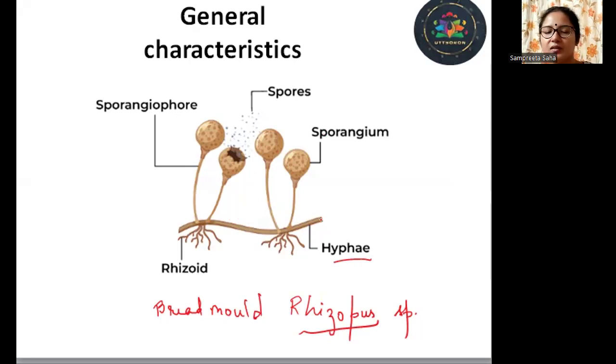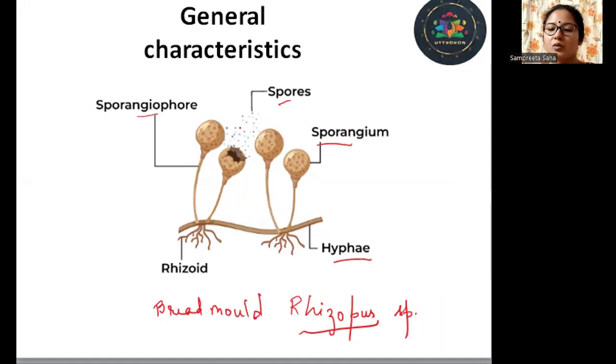So these hyphae, these are thin filaments which give rise to root-like structures called rhizoids. Here you can see sporangiophore, sporangium. So sporangium is the structure which bears the spores. So this full thing is called sporangiophore, and the bulb-like structures that you see on the top is the sporangium which contains the spores. Now spores are the reproductive structures. They can be sexual or asexual depending on the organism. So they are means of propagation for the organism.